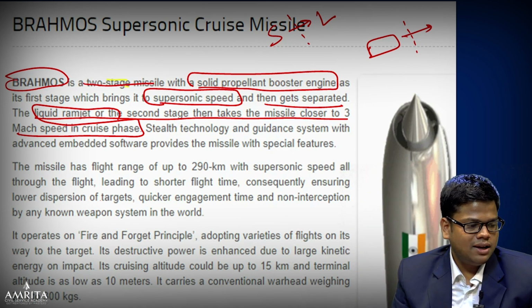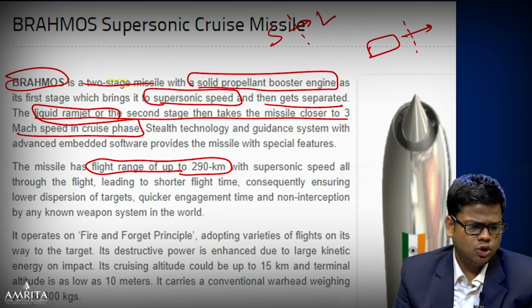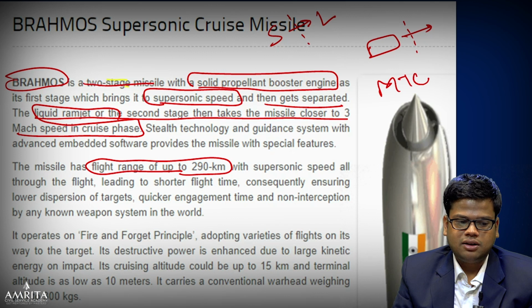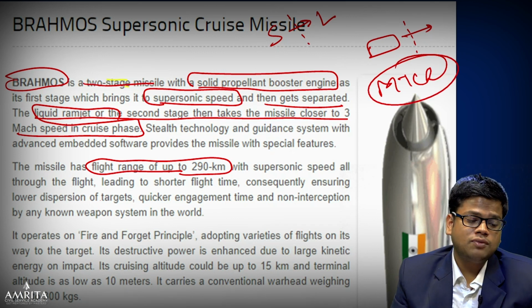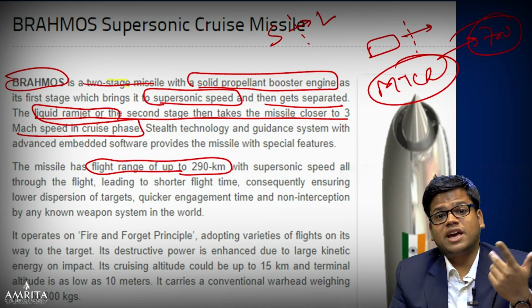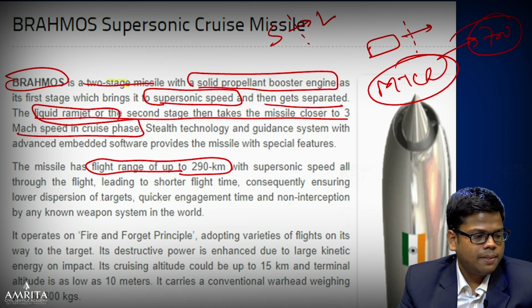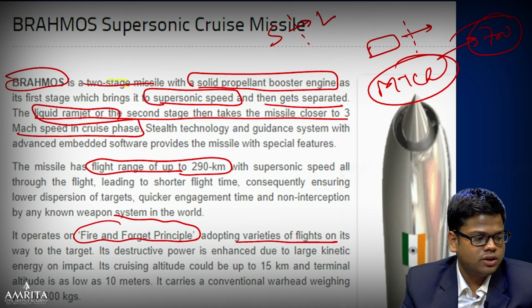The missile has a flight range of 290 kilometers because of the MTCR regulation. Now we have become part of the MTCR, so this range can be increased up to 700. Next, it operates on the fire and forget principle, adopting a variety of flight paths on its way to the target.